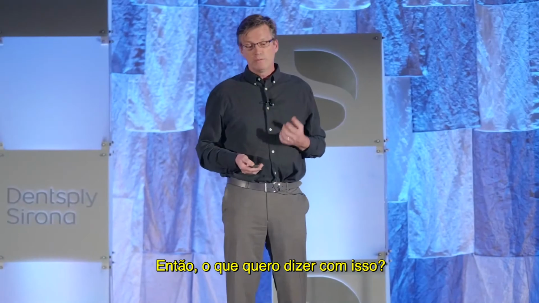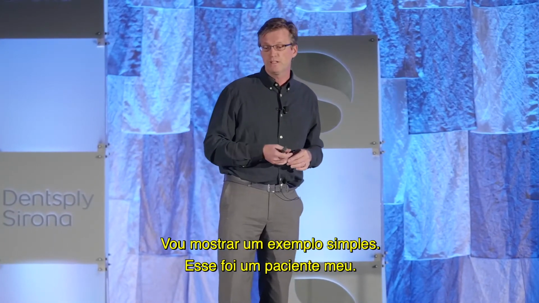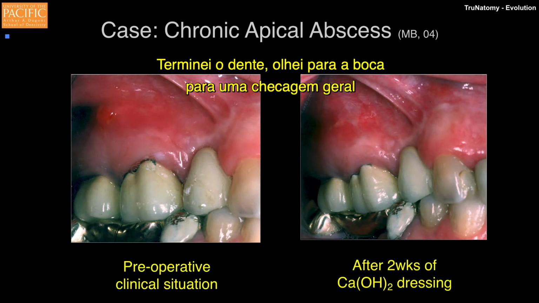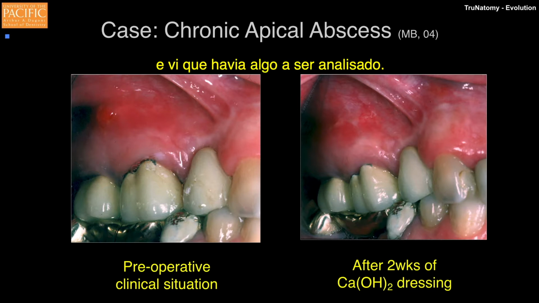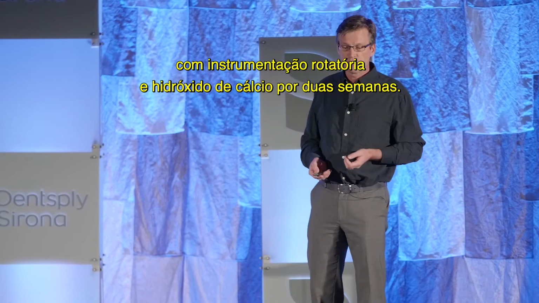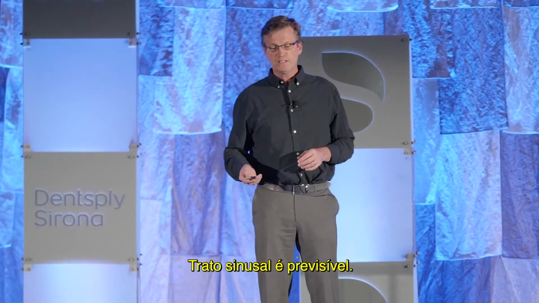So where are we? Where do I come from? Let me show you a very simple case example. This is a patient that I treated many years ago, and I was in charge of the upper left second premolar, and I finished that tooth, and I'm looking at the mouth and checking out everything in general and say, okay, there is something here that you've got to take a look at. And that's a sinus tract, obviously. And I treated this tooth in the standard way I was doing it at that time with rotary instrumentation, calcium hydroxide dressing for 2 weeks. Details don't matter. Sinus tract heals predictably.